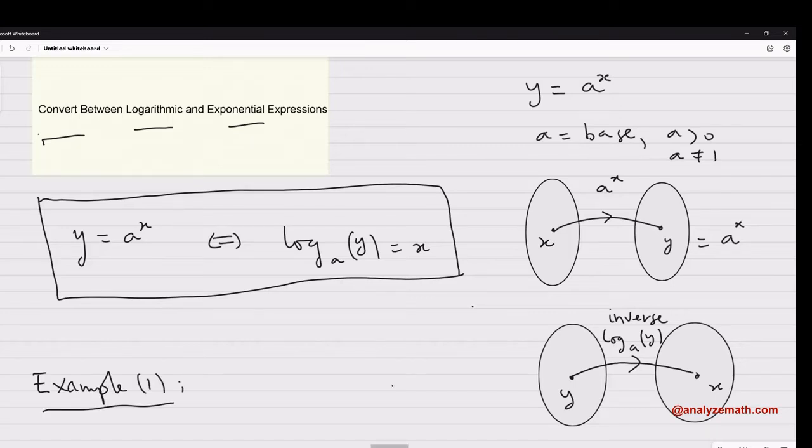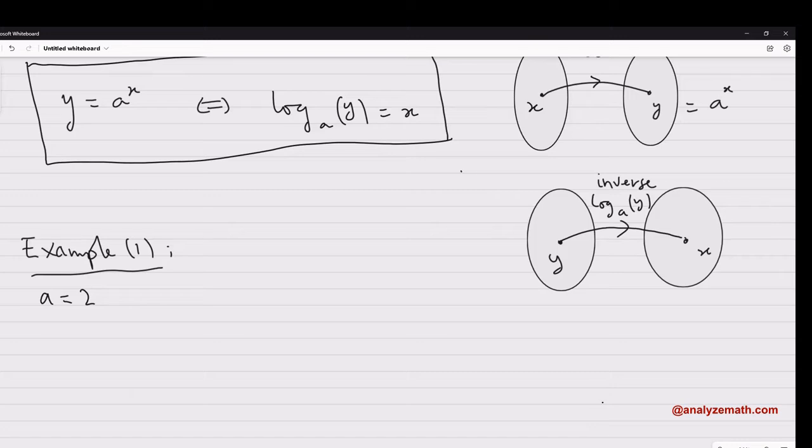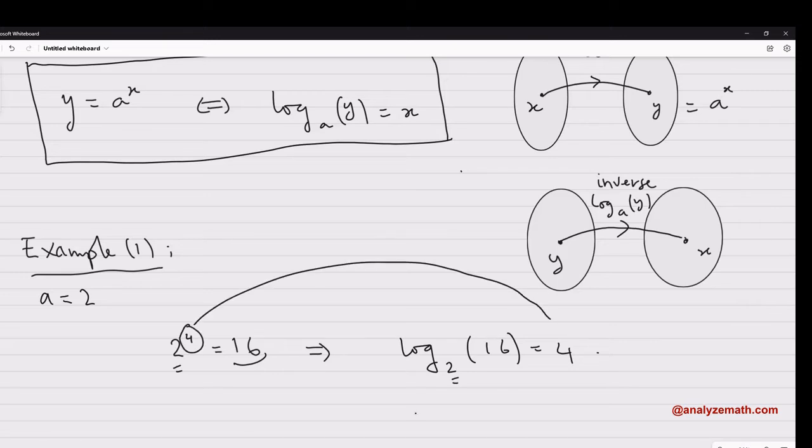Okay. So let's start with example one. We're going to choose a base a equal to 2. And we're going to start by saying that 2 to the power 4, which is equal to 2 multiplied by 2 multiplied by 2 multiplied by 2, gives me 16. So this is the exponential form. How do I write the logarithmic form? Log, the same base, 2, of the output of the first one, 16, equal to the exponent. Remember, the log is the exponent. So again, 4 is the exponent, and it's equal to the log. Good. Let's go to example 2.